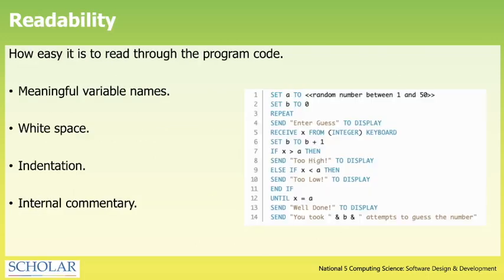And lastly, readability. So we're thinking about the actual code itself that we as developers see. So we can add meaningful variable names to our code, we can make use of white space, we can have indentation, and we can have internal commentary. Looking at the example on the right here, there is none of that. And it means that the code is slightly more difficult to read.